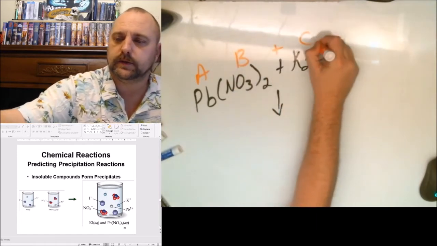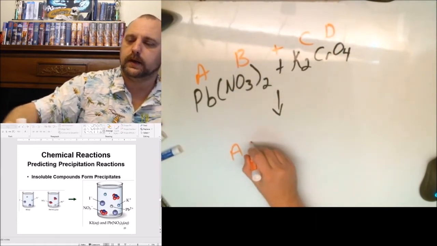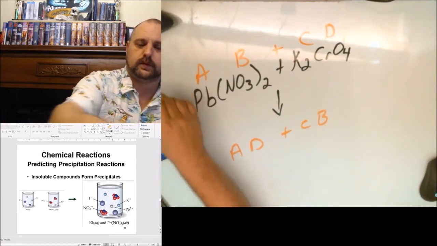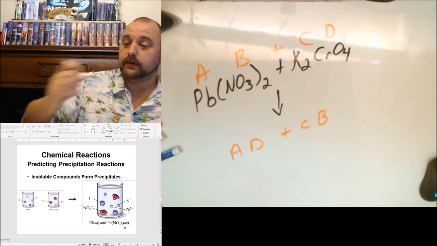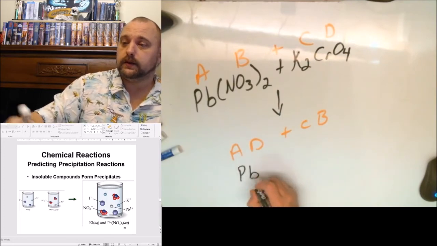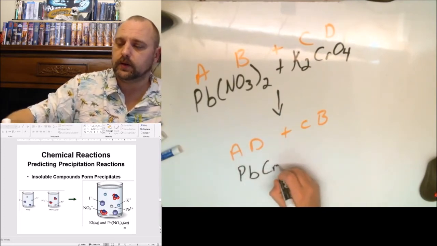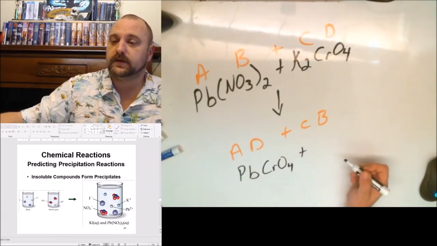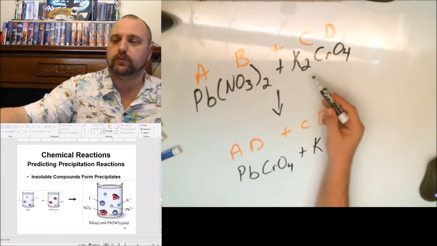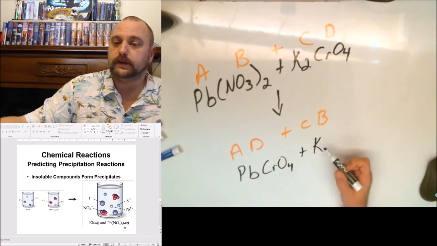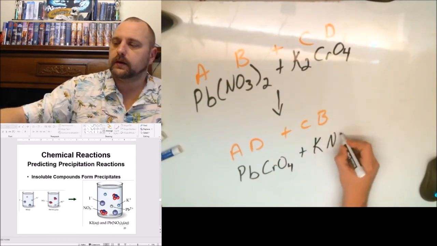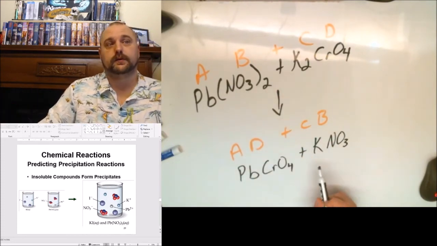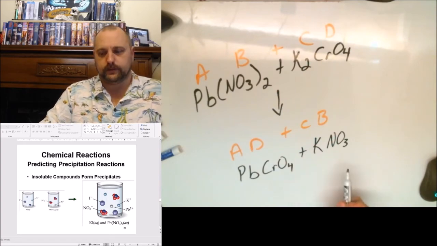AB plus CD goes to AD plus CB. Swapping partners. Alright, so A is Pb, the D piece is CrO4, the 4 is part of the piece. The C piece is K, don't bring that subscript. B piece is NO3. I'm bringing the 3 but not the 2 because the 2 is telling me how many I have, the 3 is part of the piece.